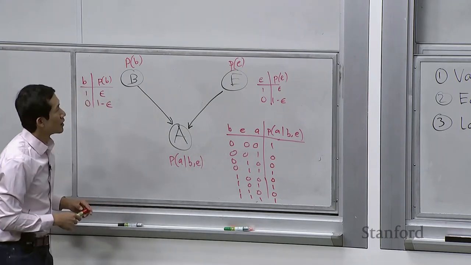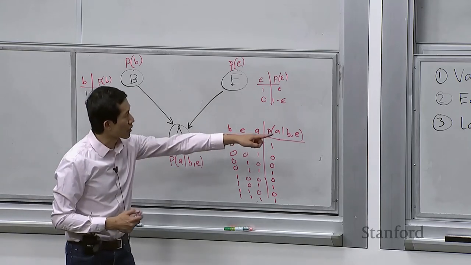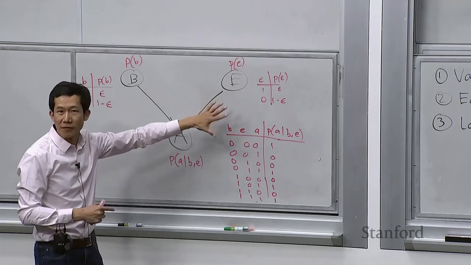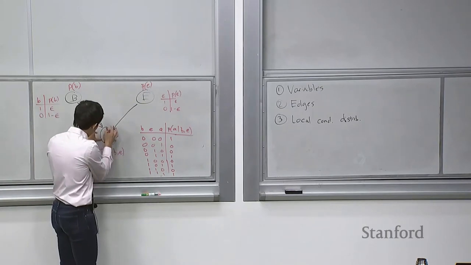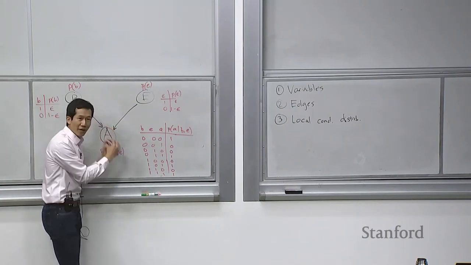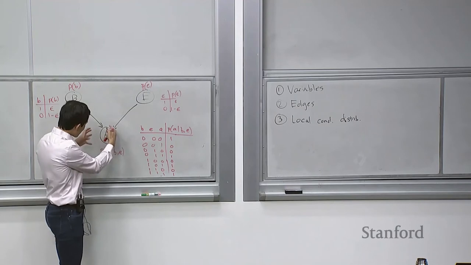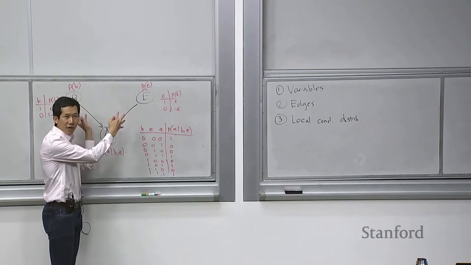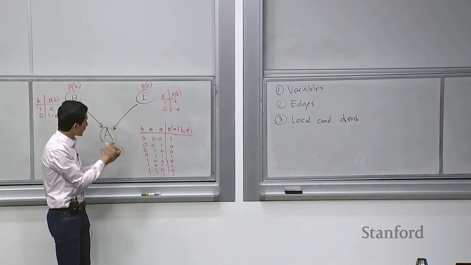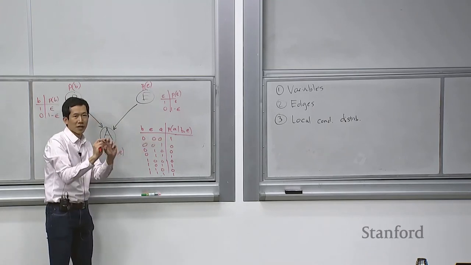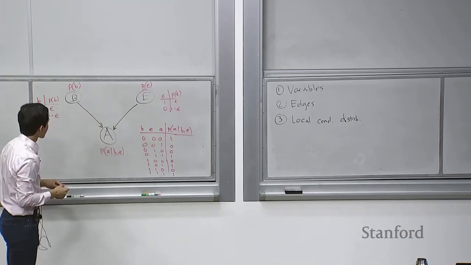Okay, so now I've defined the local conditional distributions. Remember, I'm not defining the joint distribution yet. I'm just zooming in on a particular variable and defining how it relates given its parents. You can think about it like you have a million nodes, and each local distribution might be touching only a very small part.